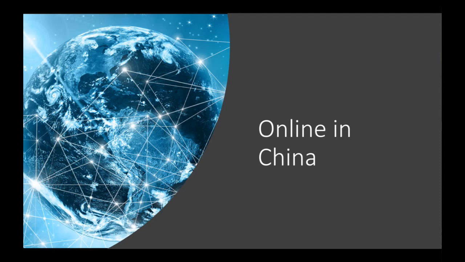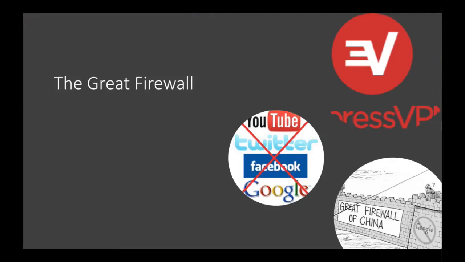Let's take a look now at going online in China. And let's cover first of all the elephant in the room, which is the Great Firewall. So the Great Firewall exists because China operates a very tight level of internet security and what it calls internet sovereignty. Lots of popular Western websites such as YouTube, Facebook, Twitter, Google, which includes everything like Gmail, anything you want to use from Google at all, are all blocked in China on the standard internet.